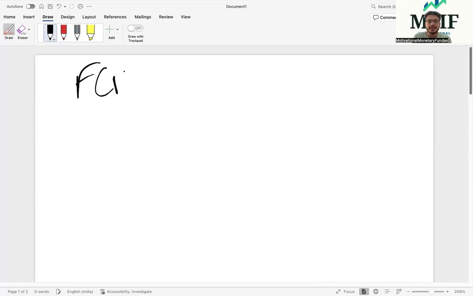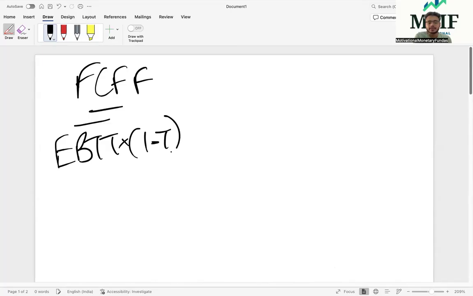तो अगर मैं FCFF की बात करूं, फ्री कैश फ्लो टू फर्म, because in 90% of the cases you shall be using FCFF only. Now what is the formula for FCFF? It is EBIT into 1 minus tax.